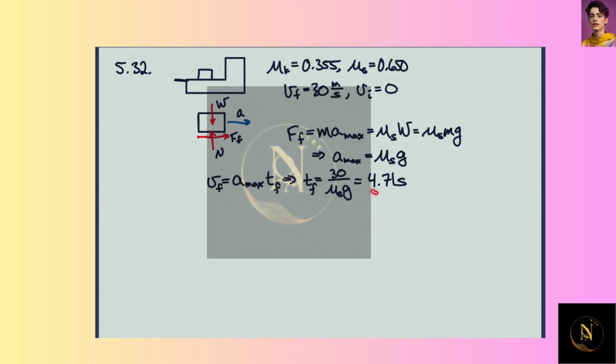So if they take longer than 4.71 seconds to get to 30 meters per second, we should be okay, and this box won't slide off.